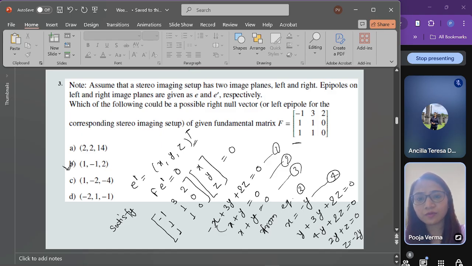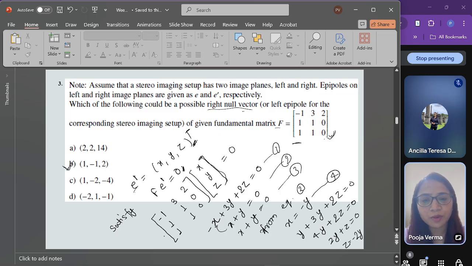So here we need to calculate the possible right null vector from this fundamental matrix F. Okay, so we already know that e dash is equal to x, y, z transpose. So these values we have to calculate as the possible right null vector that will satisfy this equation F e dash is equal to 0. F is already given. Now we have to calculate these x, y, z values, that is e dash. So if you multiply row by column and then solve these equations.